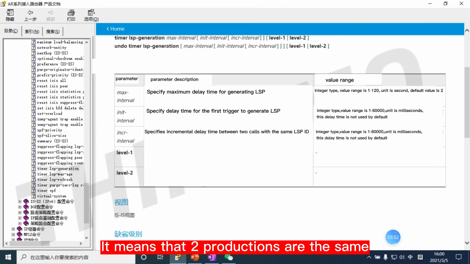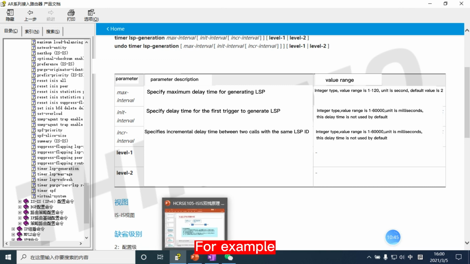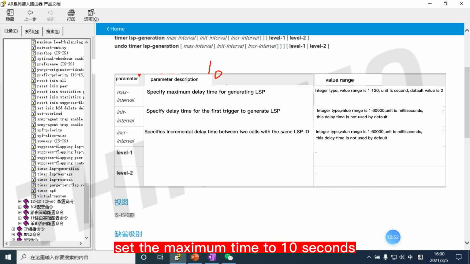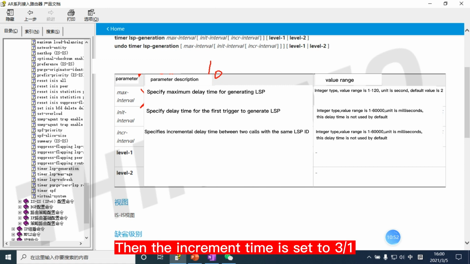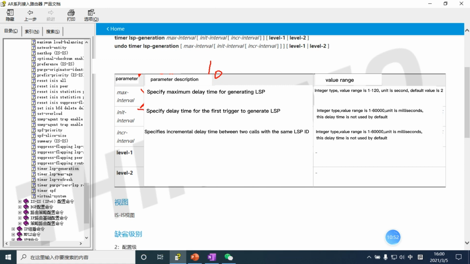It means that for two productions with the same LSP ID, the increment delay applies between the LSPs. When it's produced the second time, its time is the configured time. For example, set the maximum time to 10 seconds, the initialization time to 2, and the increment time to 3. The first init time is the delay of the first LSP, so it takes 2 seconds to generate. The second one is generated after 3 seconds.